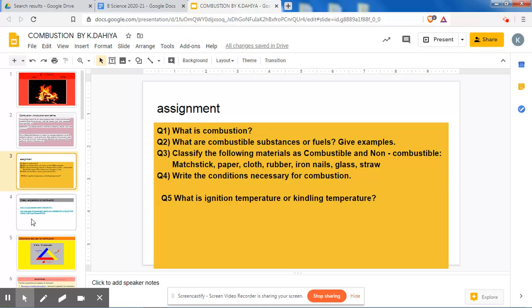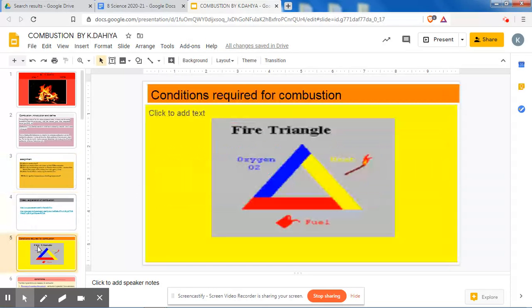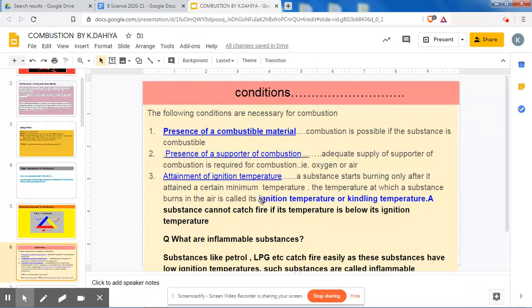Now comes the conditions required for combustion. We know that whenever a substance has to burn, there should be a combustible substance, oxygen should be there, and a temperature should be there at which it catches fire. And when the conditions are placed in the form of a triangle, we call it a fire triangle.